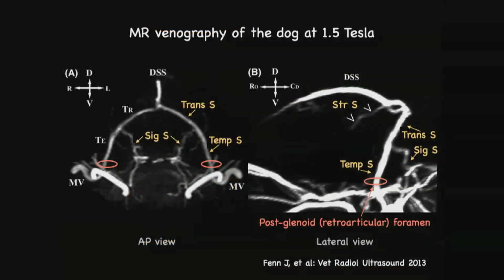It's interesting, the MR venography of the dog at 1.5 Tesla. On the right side, you will see the lateral view of the MRV. And the straight sinus is connected to the transverse sinus. And then 2 ways: the temporal sinus through the postglenoid foramen to the external jugular vein, and or the small sigmoid sinus, and then to the internal jugular vein. In this dog's MR, you will find the main flow is to the external jugular veins.